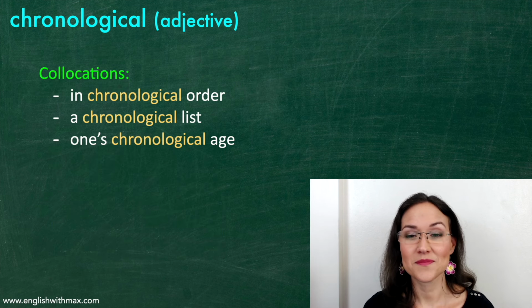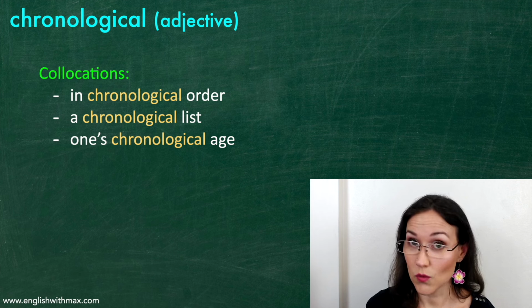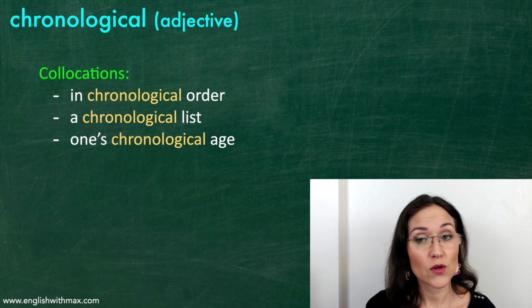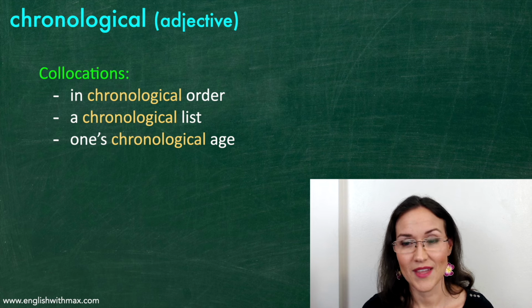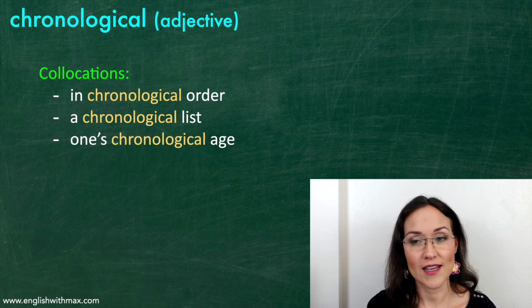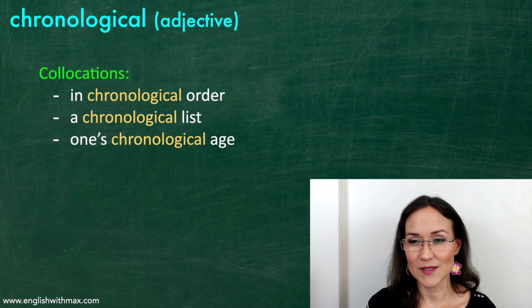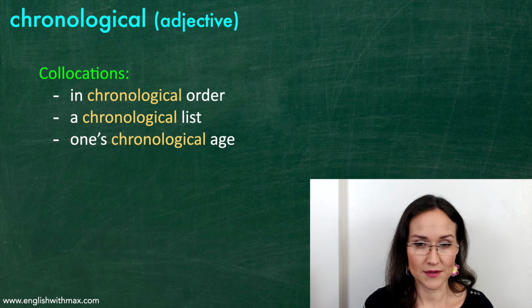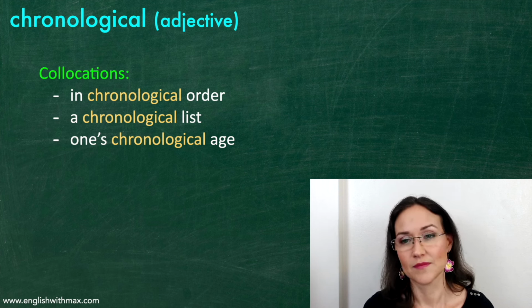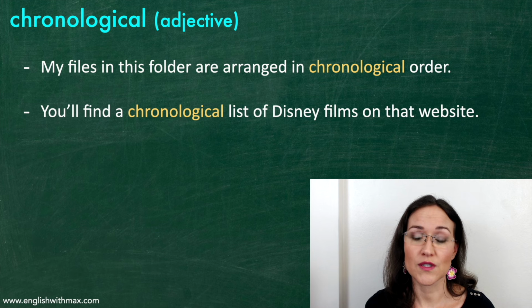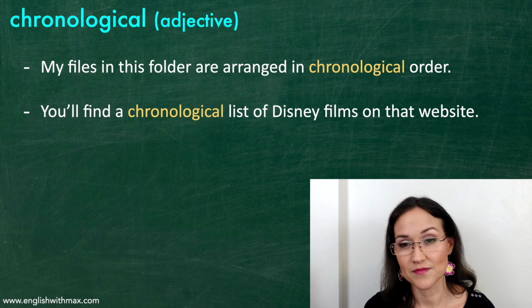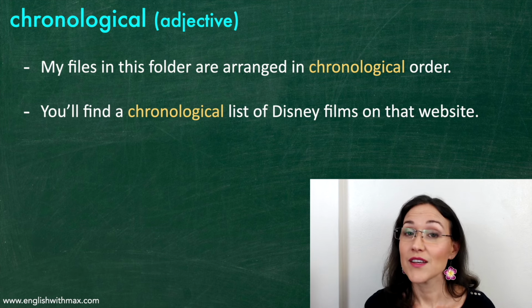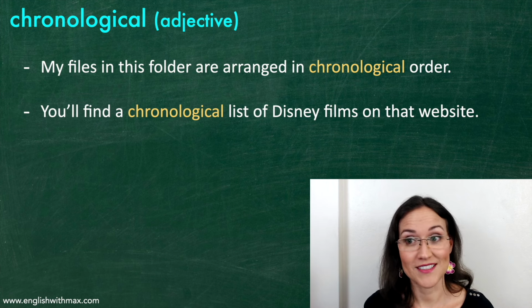Here are some collocations. In chronological order. A chronological list, and one's chronological age. The last one means the number of years a person has lived, as opposed to their level of physical, mental, or emotional development. My files in this folder are arranged in chronological order. You'll find a chronological list of Disney films on that website.